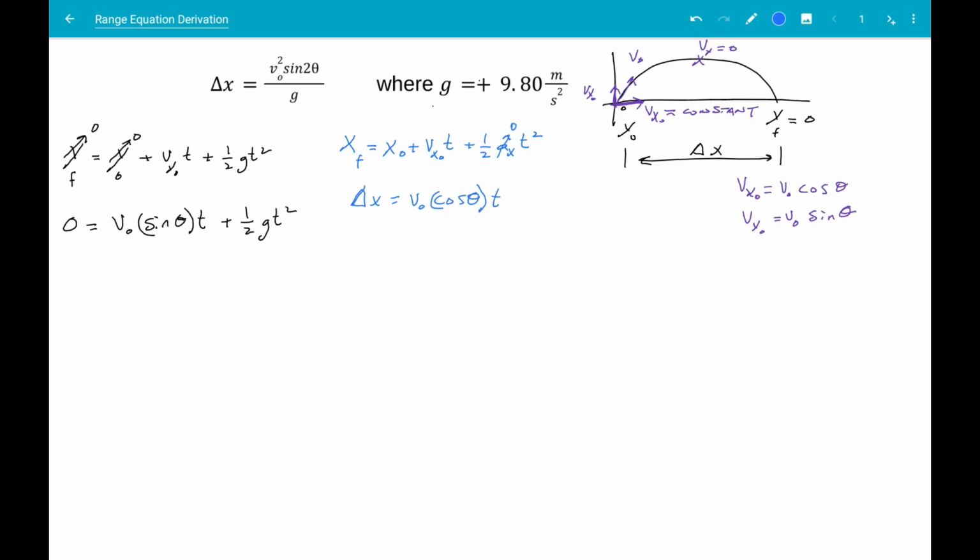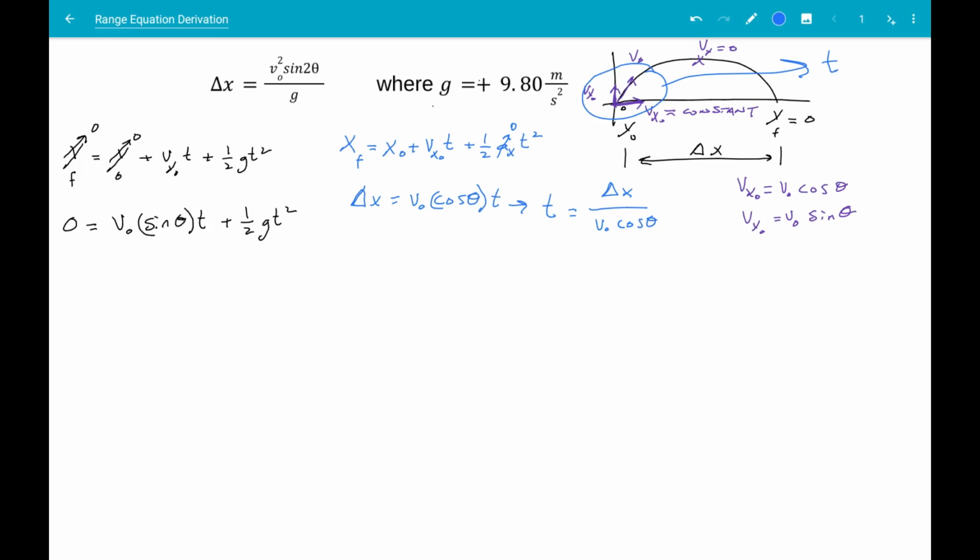Hey, they have something in common. That's right. All three vectors, if you take a look over here to the right, will share the same time throughout the flight. So let's solve for t. t will equal delta x over v naught cosine theta.